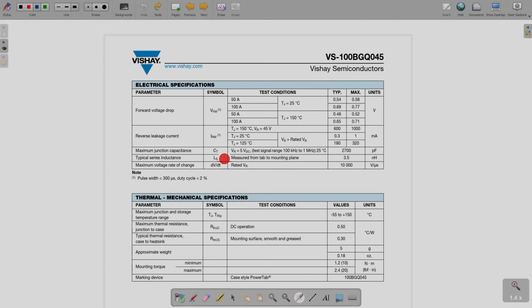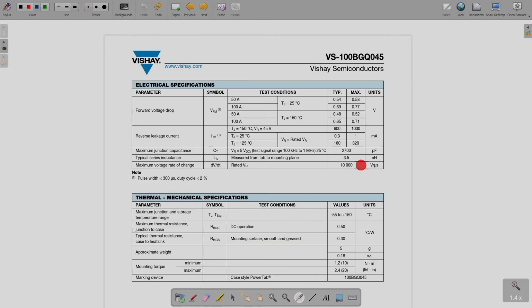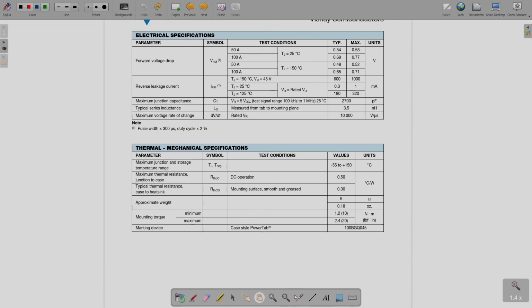Then series inductance, the stray inductance because of the package, that is given as 3.5 nanohenry, and this dV by dt limit, that also I had told you before is many times given in the data sheet. So that is provided here as 10,000 volt per microsecond. Then you see this mechanical specifications, basically your temperature range, your thermal resistance, junction to case and case to sink, that will be given, weight and mounting torque, those things are provided.